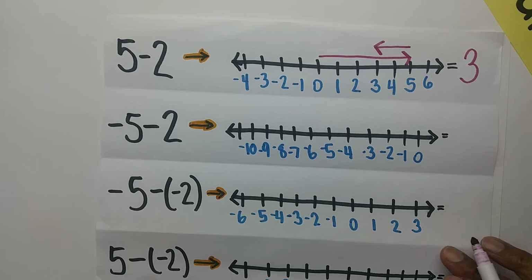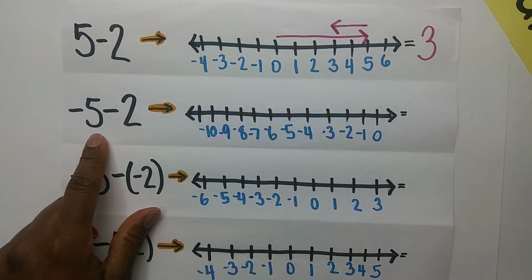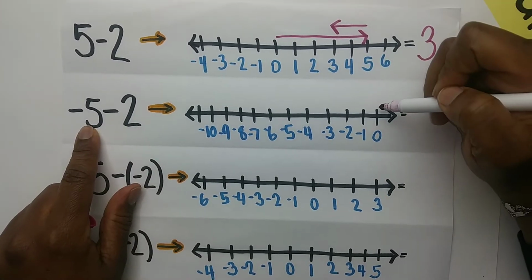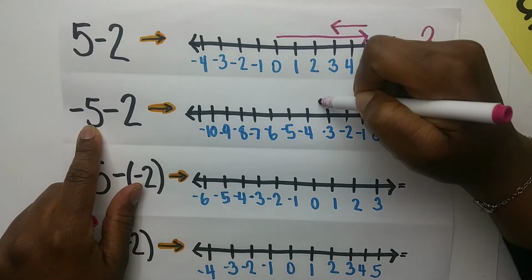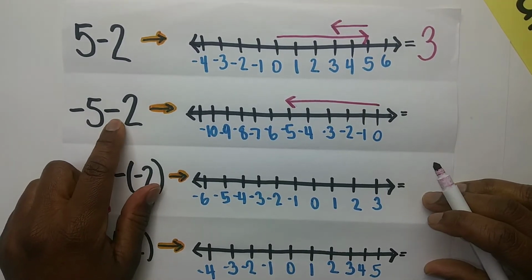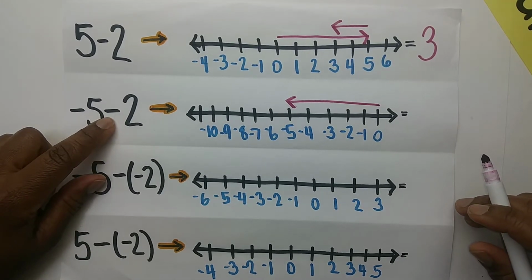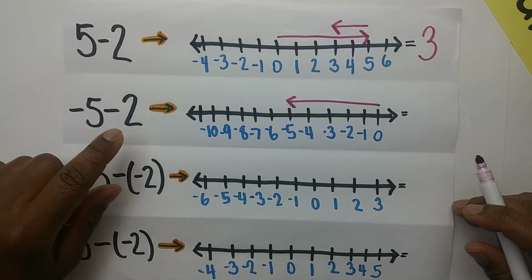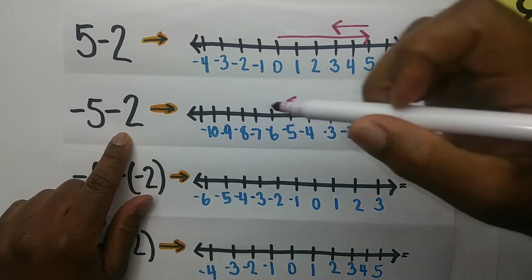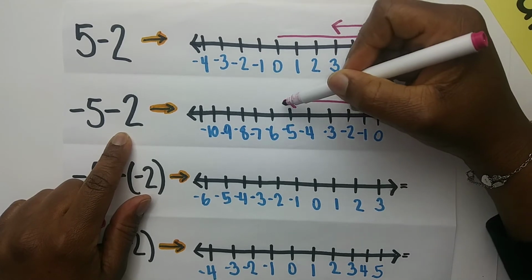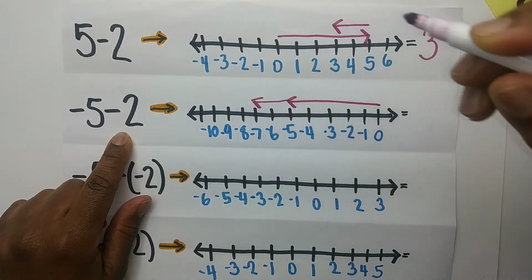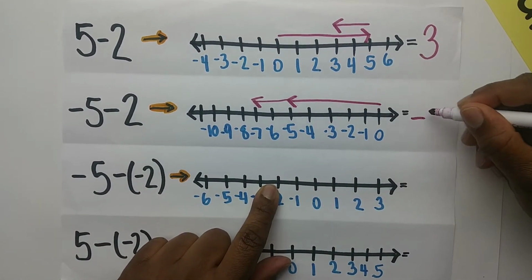Taking a look at the second one, which is negative 5 minus 2. We're going to start at 0 and we're going to go to the left in the direction of negative until we line up with negative 5. Now, again, we are using this symbol to represent the opposite of. So since the opposite of a positive 2 is a negative 2, I am going to keep going in the negative direction, which is to the left, 2 units. And that's how I will end up at negative 7.